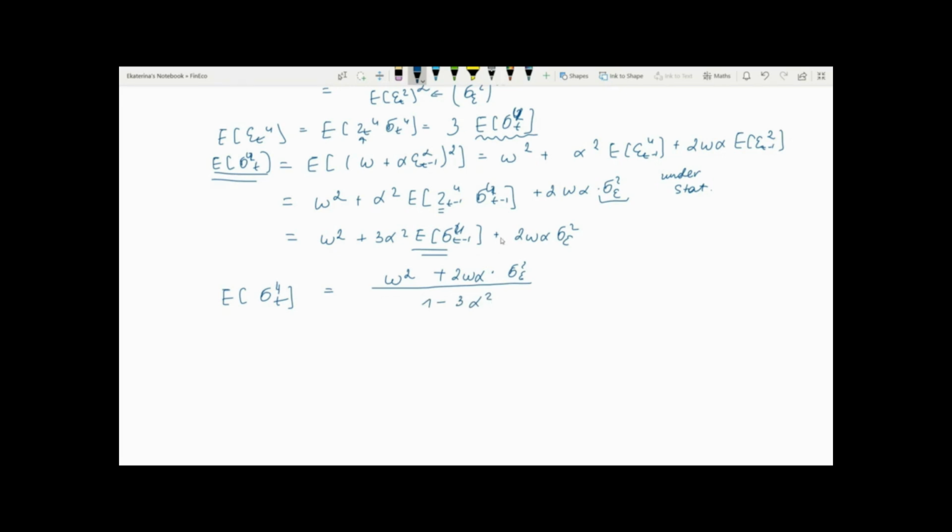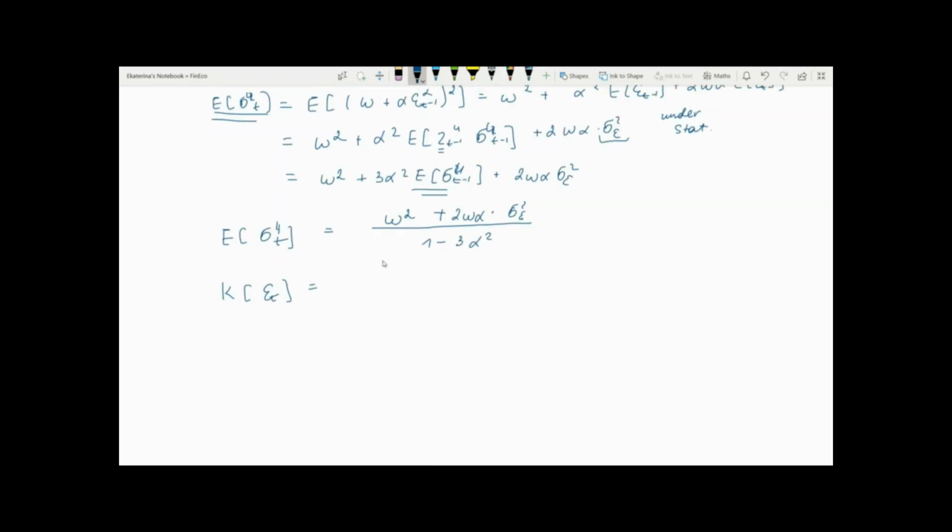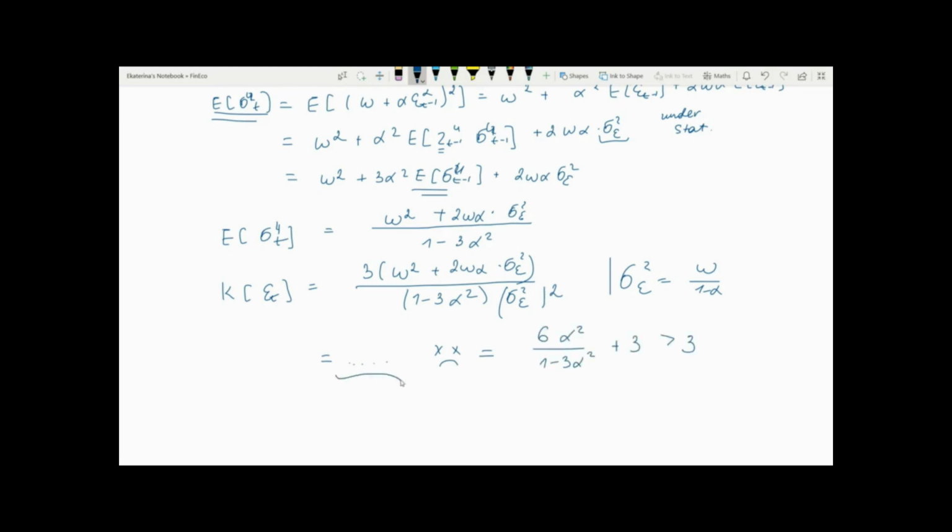Okay, so then we need to go back to our kurtosis formula and plug it all in there. So we need to multiply this by 3 and then divide by the unconditional variance to the power of 2. We then need to plug in the definition of the unconditional variance. And after some immense amount of algebra, we will obtain the result. This is, of course, your homework.